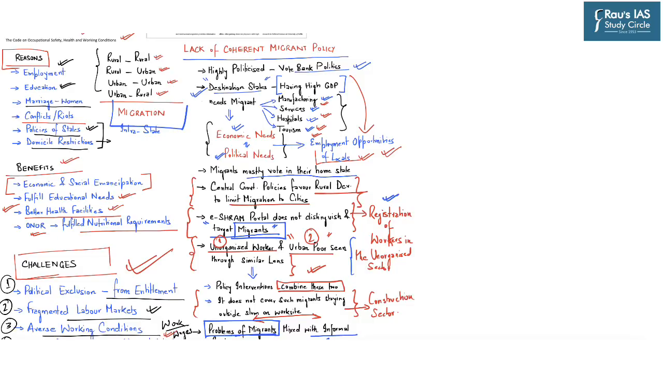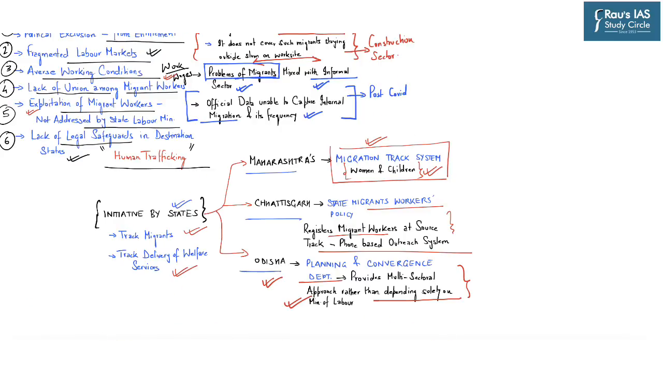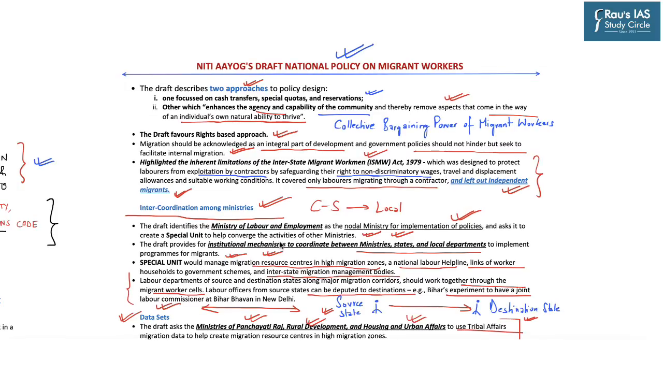So on the issue of migration, we discussed various reasons for migration, various benefits for migration, challenges with respect to these workers, and also the reasons for lack of a coherent national migration policy. Further, we also discussed certain initiatives taken by the states of Maharashtra, Chhattisgarh, and even Orissa. And we also discussed about NITI Aayog's draft national policy on migrant workers.